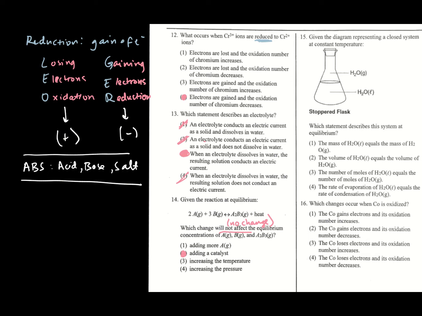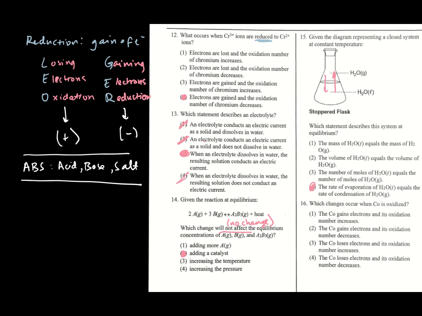15. Here we have a stoppered flask with H2O gas and H2O liquid. So here we have a liquid with some water vapor inside. And what statement describes the system at equilibrium? So this again goes back to number 1, knowing the definition of equilibrium. And so this talks about reaction rates. They're both equal and opposite. Both forward and reverse are equal, while the concentrations are constant. And that's choice 4. The rate of evaporation going to gas is the same as the rate of condensation going into liquid. They're equal.